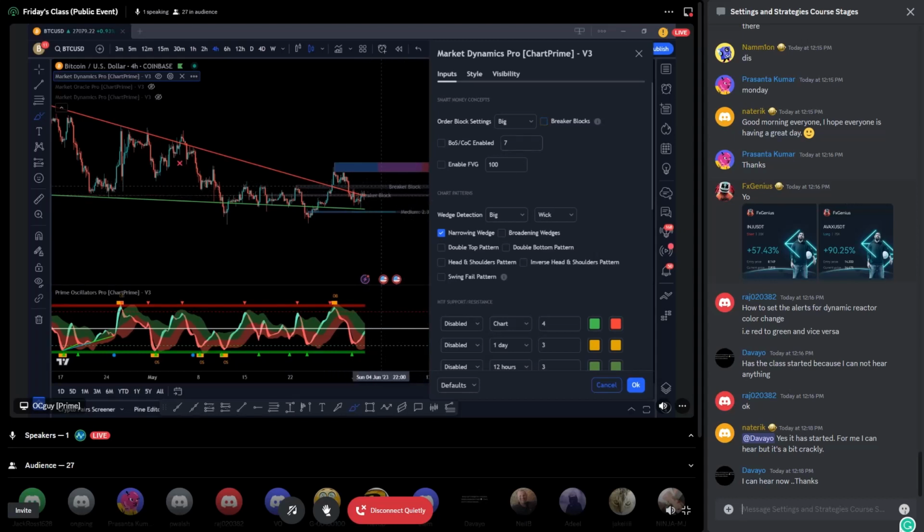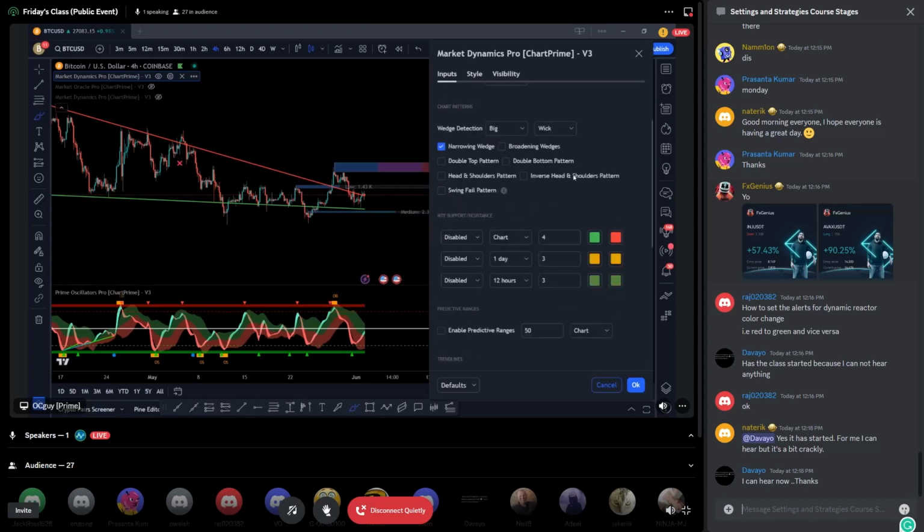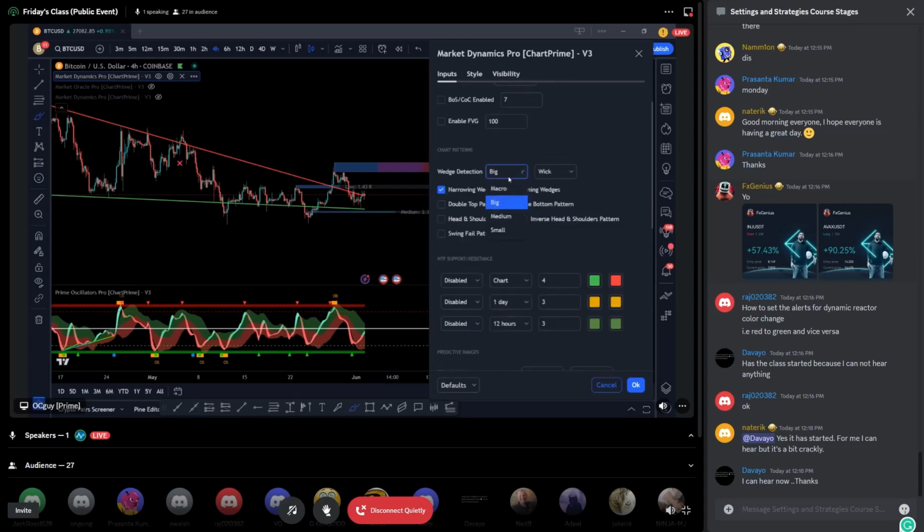So I'd rather see them like that, and just assume that once I broke them, they're just breaker blocks, correct? I'm not using breakout structure, neither fair gap value. The wedges are on big. Remember that my advice in here is to start with the macro and then move your way down into whatever you have in here, a tradable setup.